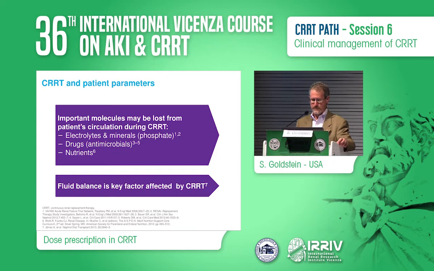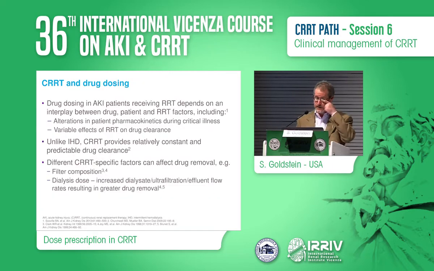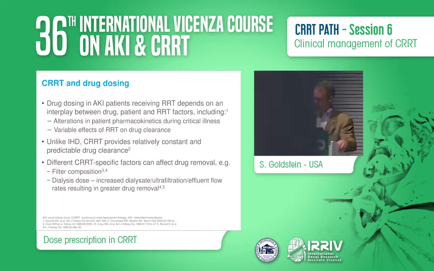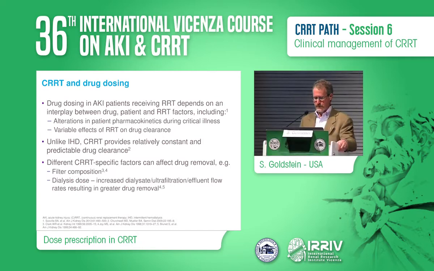Drug dosing in acute kidney injury has received a lot of attention recently, and especially in those receiving renal replacement therapy. It depends on the interplay between the drug, patient, and RRT factors during critical illness. Unlike intermittent hemodialysis, CRRT provides relatively constant clearance that's predictable, and we need to think about different CRRT-specific factors that can affect drug removal, including filter composition and the dialysis dose.